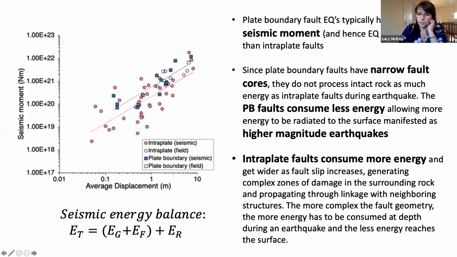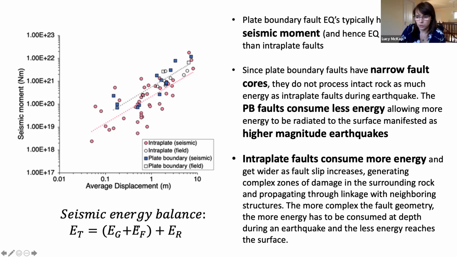Therefore, it is inferred that for plate boundary faults, because you've got a greater seismic moment, you must have a higher radiated seismic energy to create higher magnitude earthquakes. Therefore, plate boundary faults don't process intact rocks as much during seismic events as intraplate faults, so they're consuming less energy, allowing more energy to be radiated to the surface. But in comparison, intraplate faults will consume more energy, therefore less energy is available to be radiated to the surface, and you get smaller magnitude earthquakes.